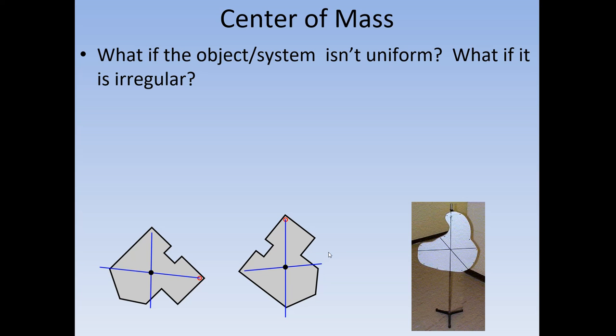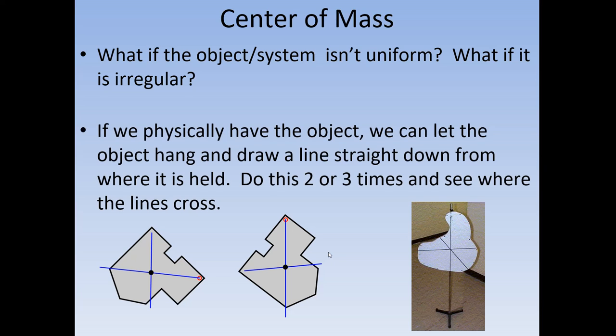Now, what if the object isn't uniform, and it's more like an irregular shaped object? Well, one of the easy ways to do it, if we had the object physically on hand, is we could actually hang it at various locations along the object and draw lines going straight down. And what we would find is that the point where all the lines cross is going to be crossing along the center of gravity, the center of mass.